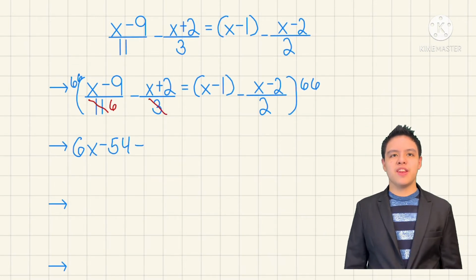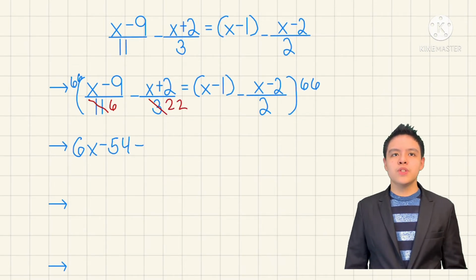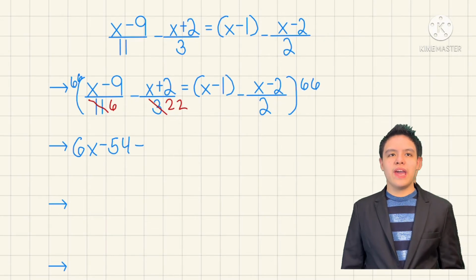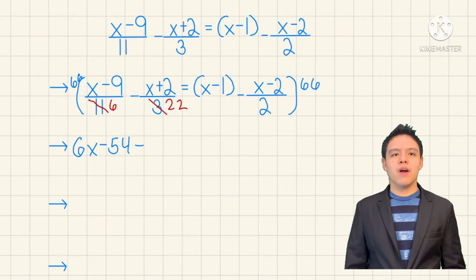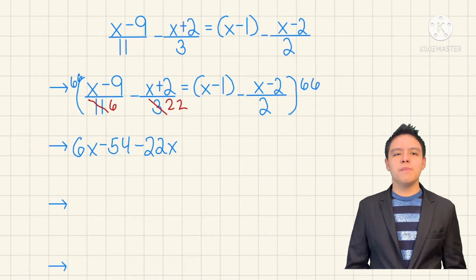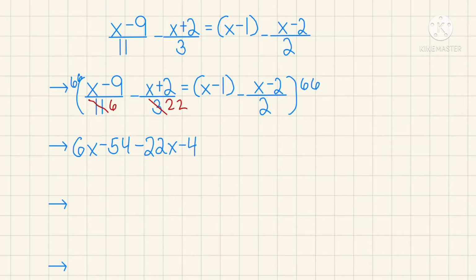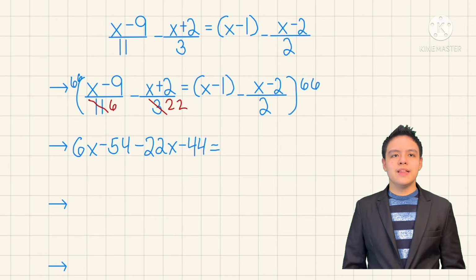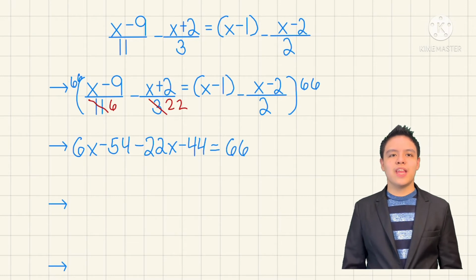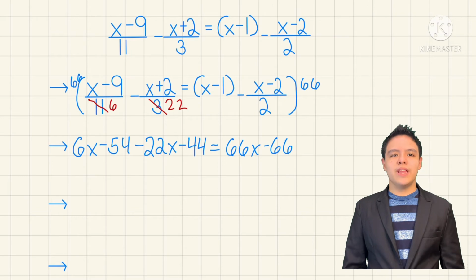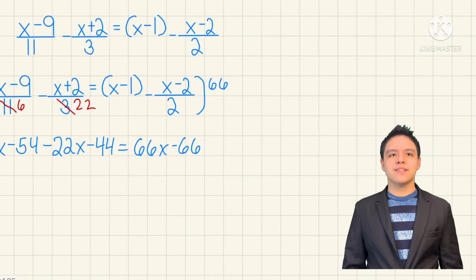66 divided by 3 is 22. So, we will multiply 22 to x, and because of the negative sign, the answer will be negative 22x. And multiply 22 to 2, and we will get negative 44. Distribute 66 to x, and we will get 66x. Do the same with negative 1, and we will get negative 66.